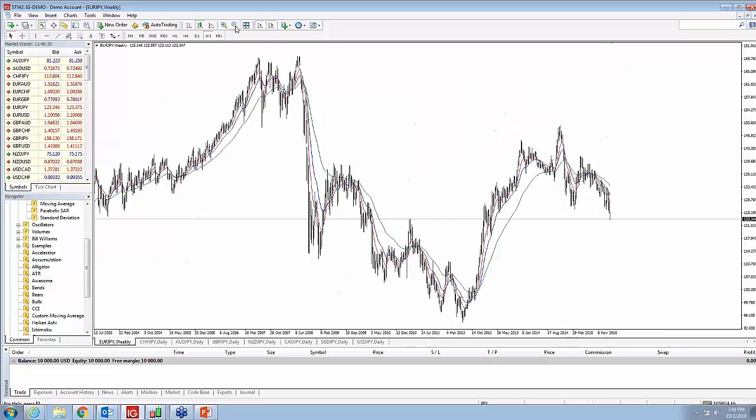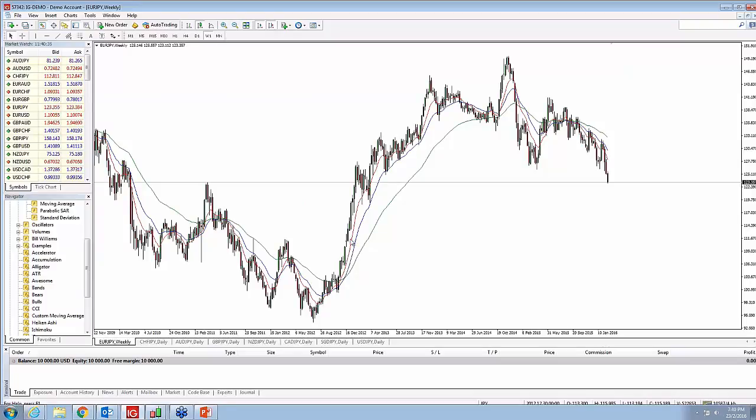Okay, is there any pending support that's coming up? Yes. Where? Here. Anywhere near the 123 area, where we are 30 pips away from now. See here? Resistance, potential support. So even though it's bearish, there's only around 30 pips to go to the next support, 123.